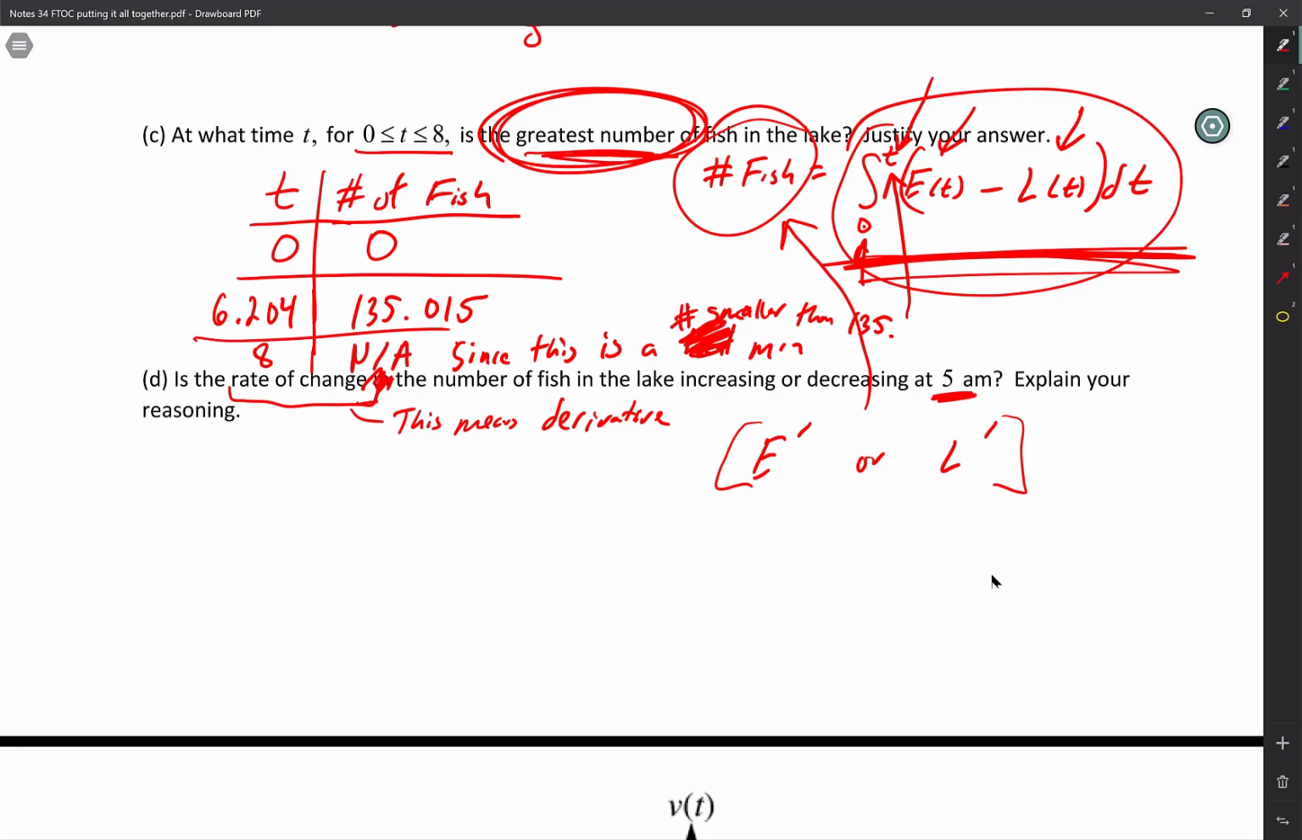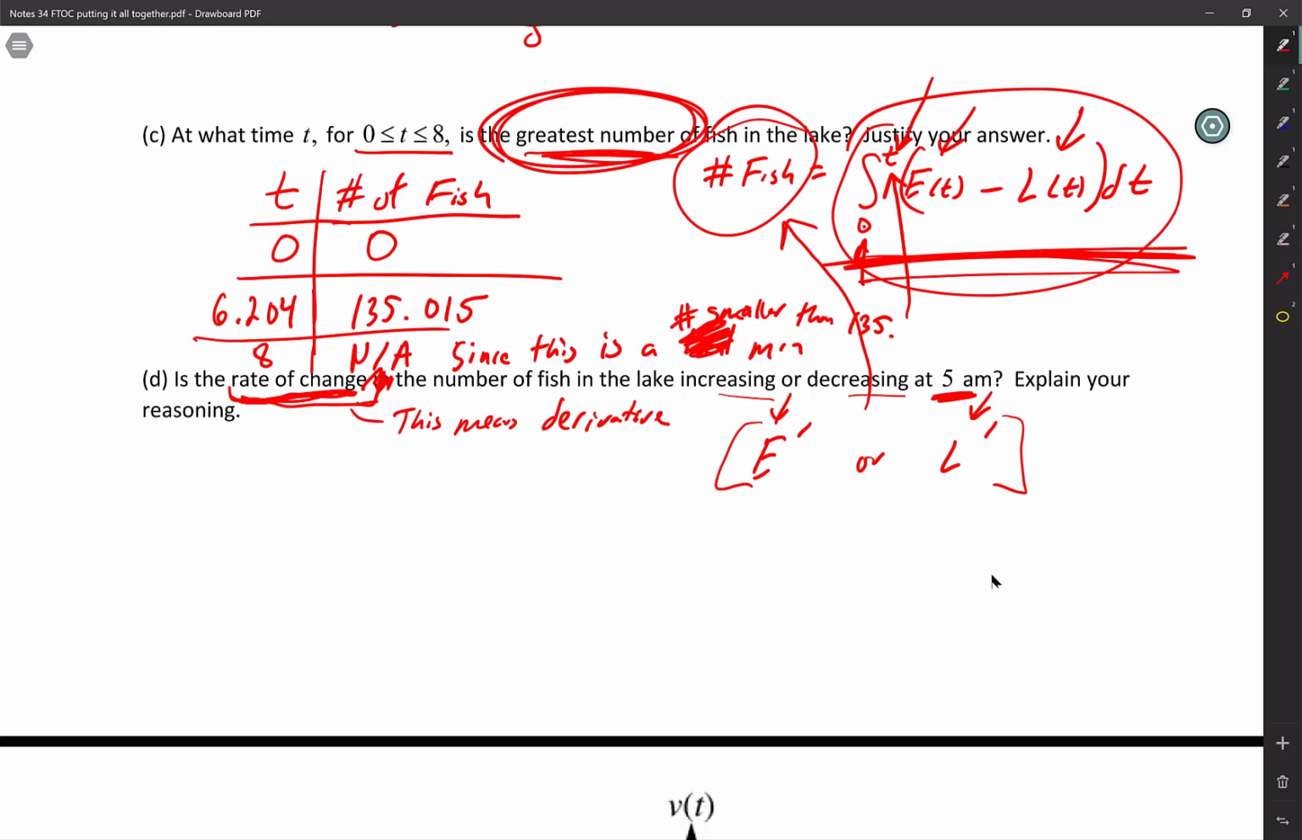I'm just like, I don't know. I'm confused. Yeah, okay. Guys, everyone just admitted that rate of change means derivative. Yes or no? They want to know is my derivative increasing or decreasing? That's it, of the number of fish. E of T tells me how many are entering. L of T tells me how many are leaving. E of T and L of T are already rates of change.